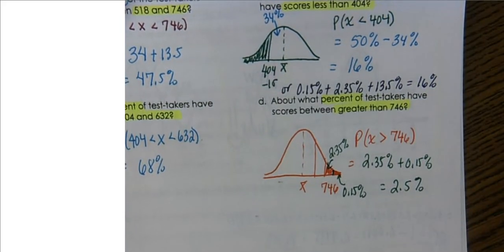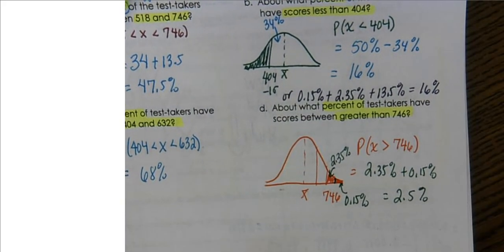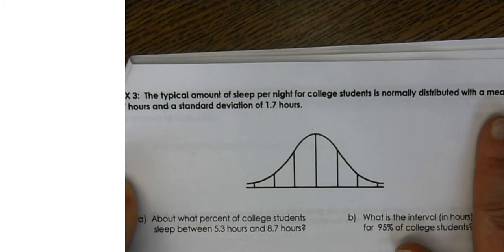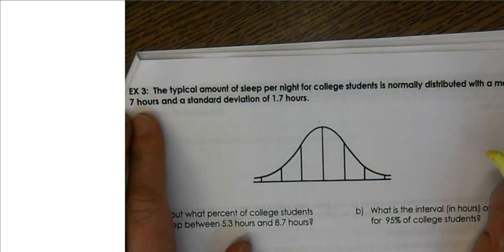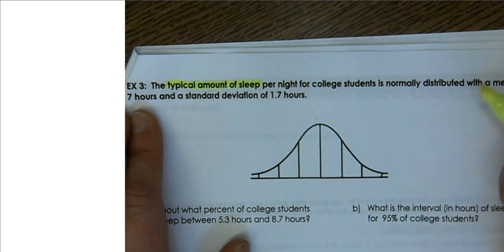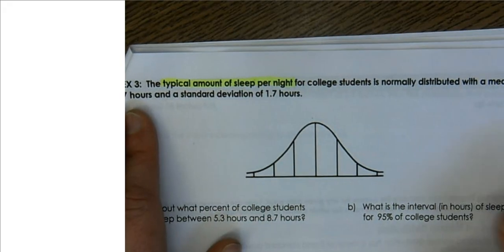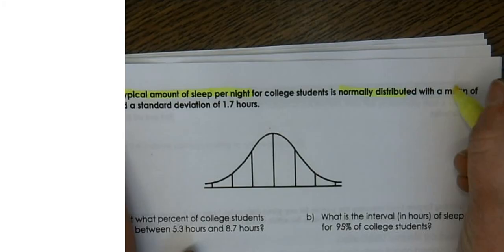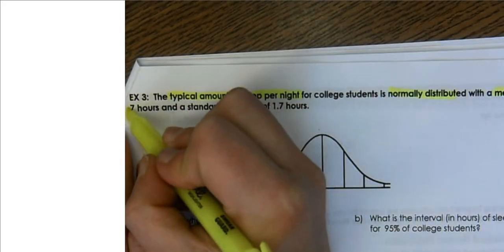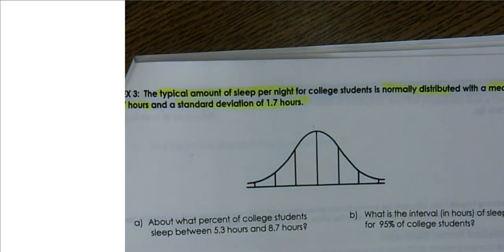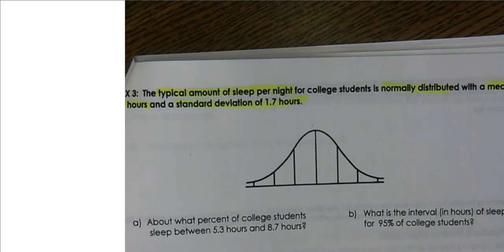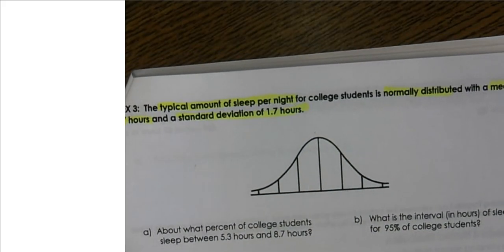All right, let's go ahead and do one more for good luck. Let's go ahead and flip the page. Or we have a couple more for good luck, excuse me. So looking at example number 3, it says the typical amount of sleep per night for college students is normally distributed with a mean of 7 hours and a standard deviation of 1.7 hours. So that's a pretty decent chunk of our standard deviation for our numbers being away from the mean, I'm not going to lie. So you'll see that in just a second.